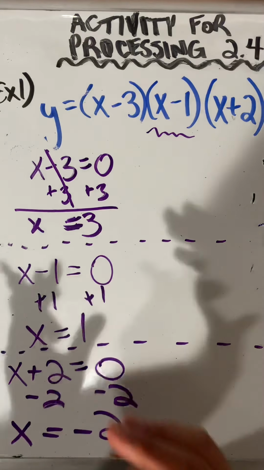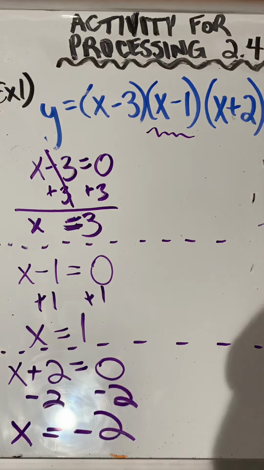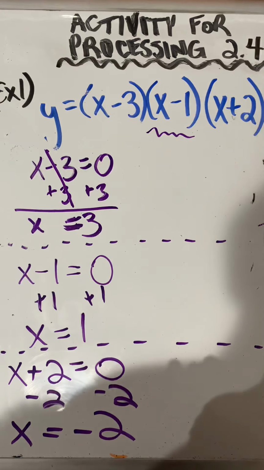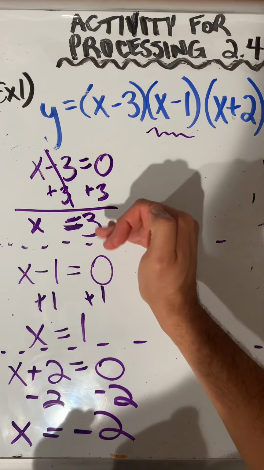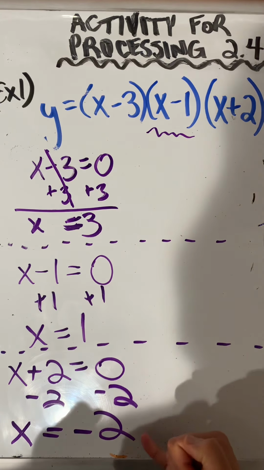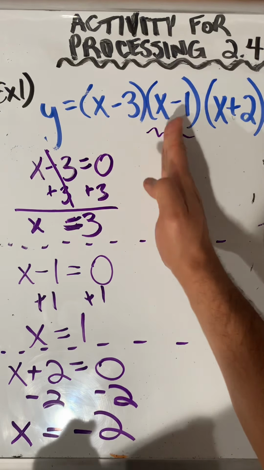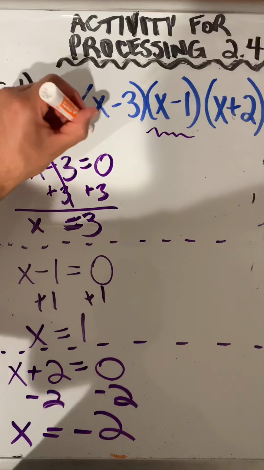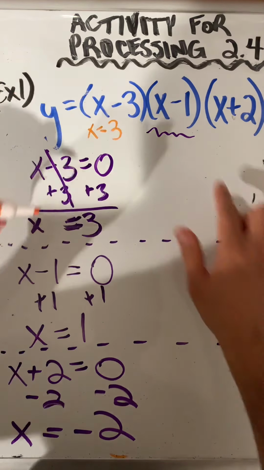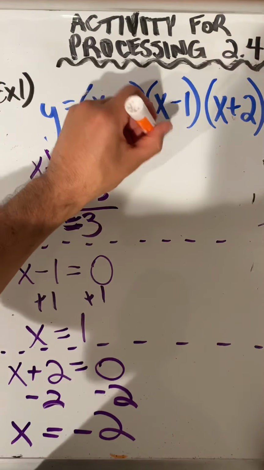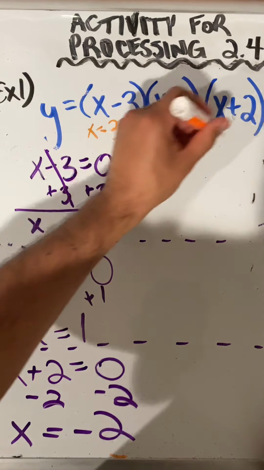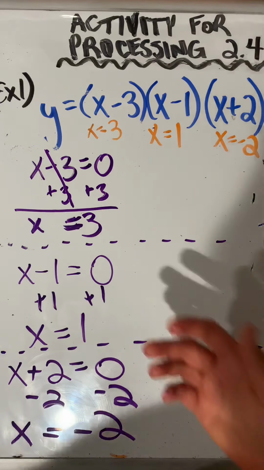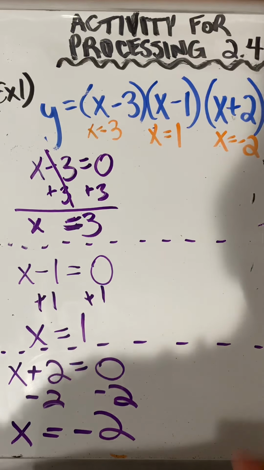So there are 3 values of x that will give you a y equals 0 statement. Those 3 values of x are x equals 3, x equals 1, and x equals negative 2. 1, 2, 3, okay? So I'm actually gonna write them beneath. So this factor gave me an x value of 3. The second factor gave me an x value of 1, and the third factor gave me an x value of negative 2. Now you may notice a little something there.